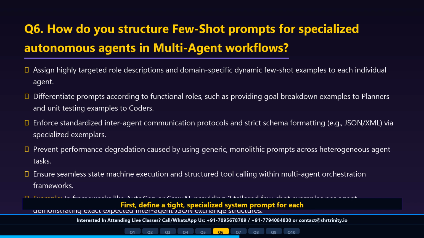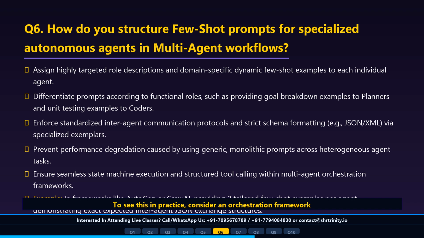First, define a tight, specialized system prompt for each agent role, such as a planner agent, a coder agent, or a critic agent. Second, supply 2 to 3 dynamic few-shot examples that demonstrate the precise inputs, thought processes, and communication formats expected for that specific role. For instance, the planner agent receives examples showing how to decompose a complex goal into step-by-step subtasks, while the coder agent receives examples demonstrating clean code execution and unit test generation. Third, use these specialized examples to strictly enforce structured communication schemas like JSON or XML between agents.